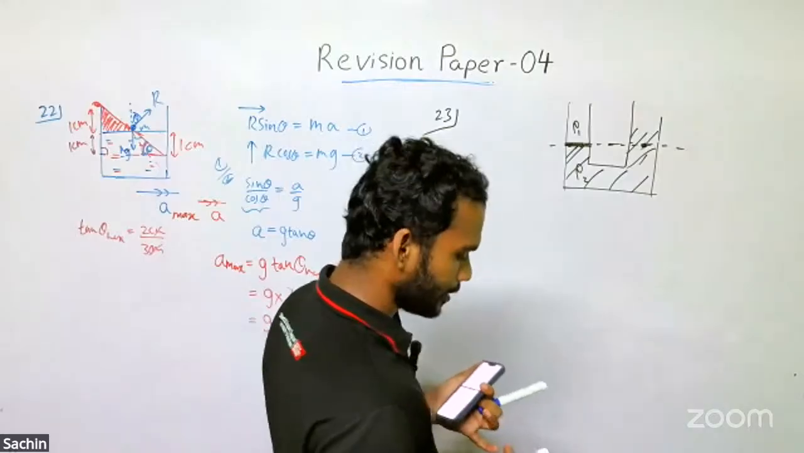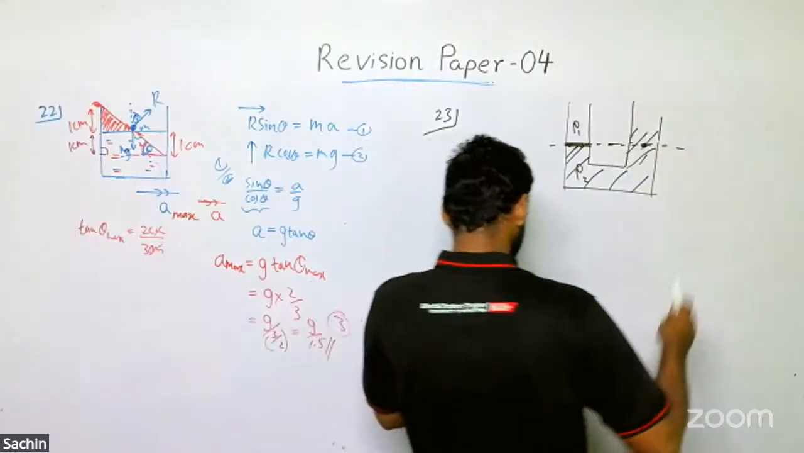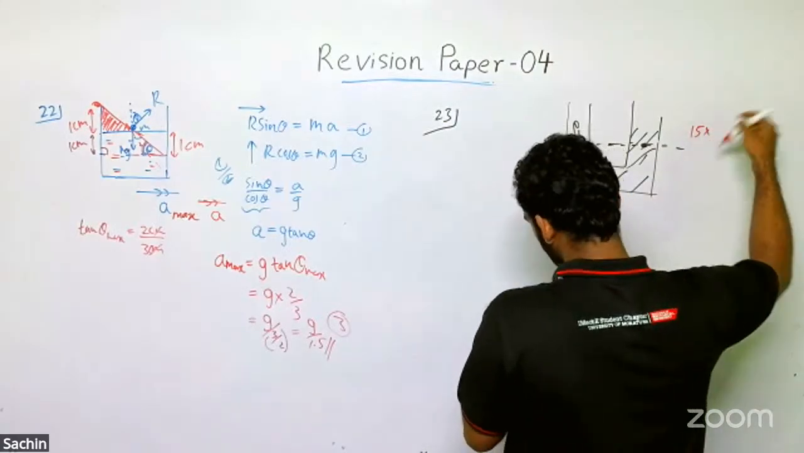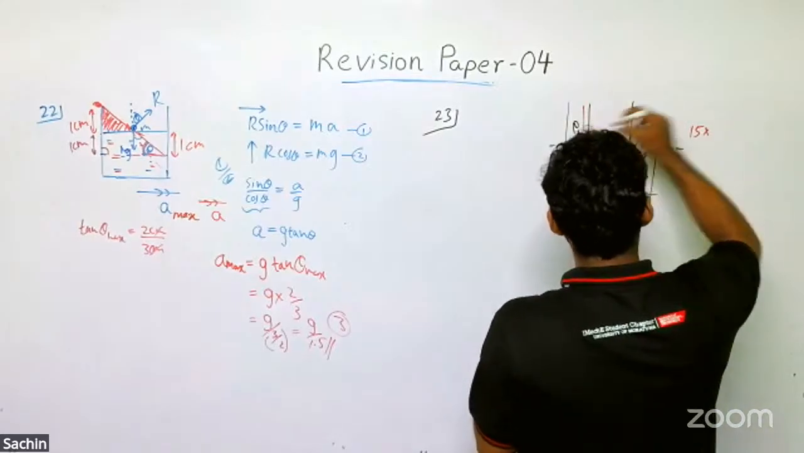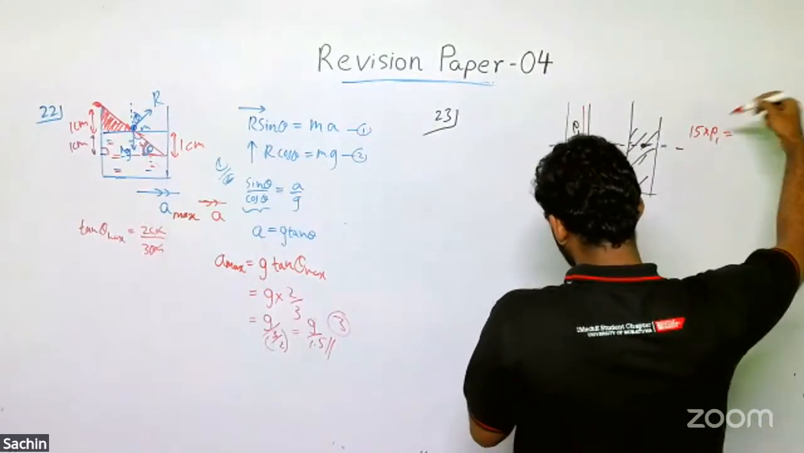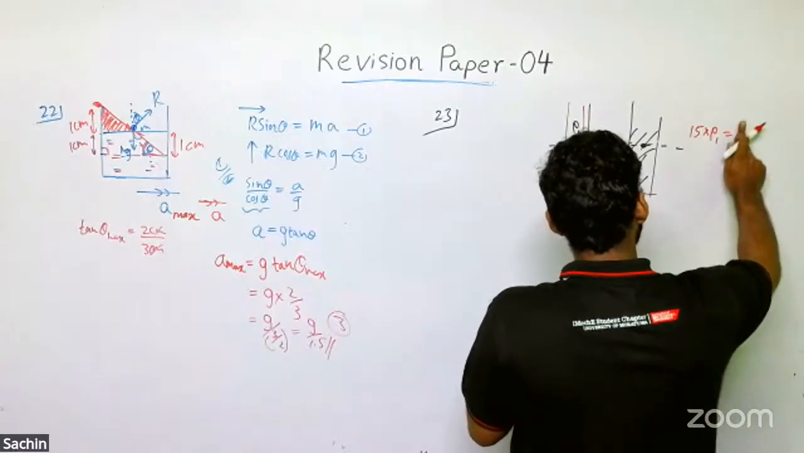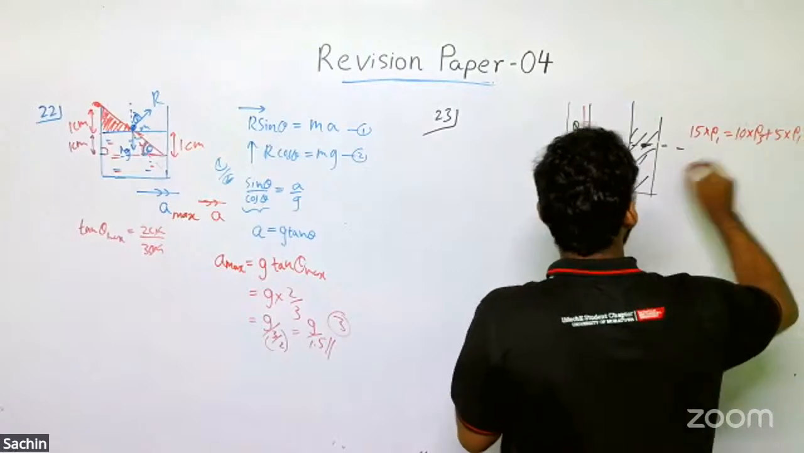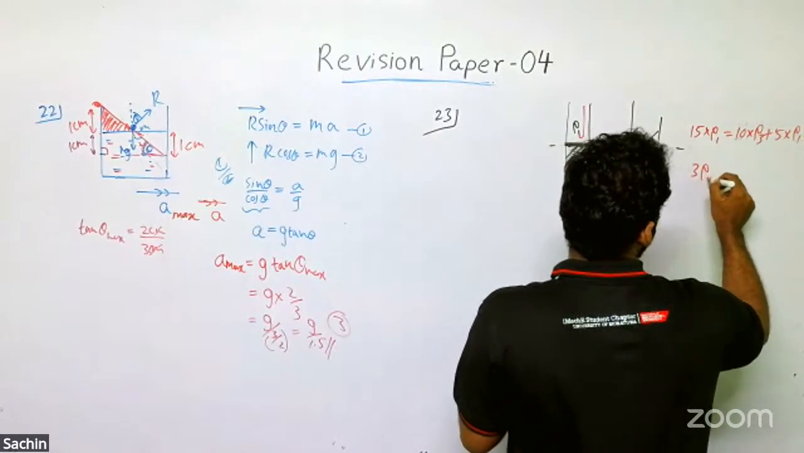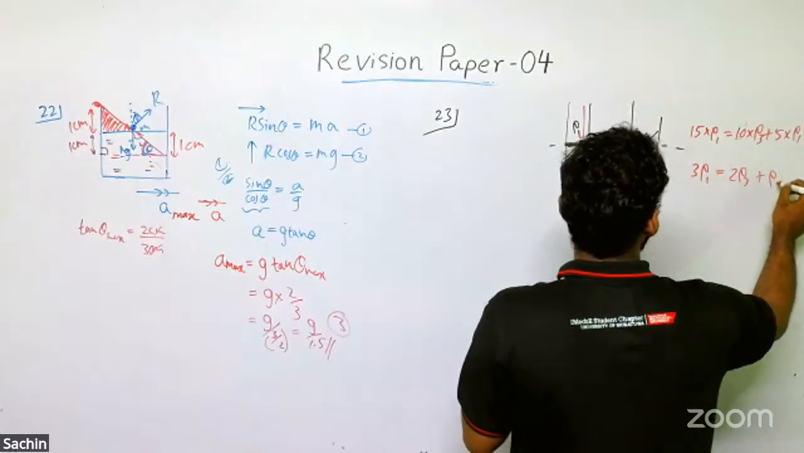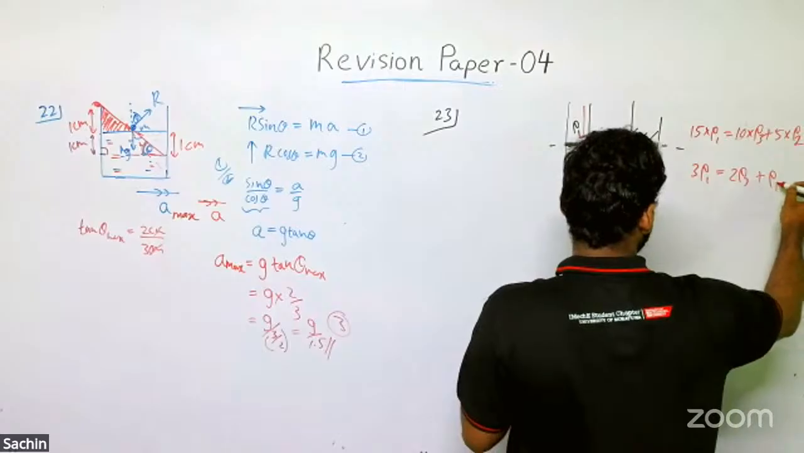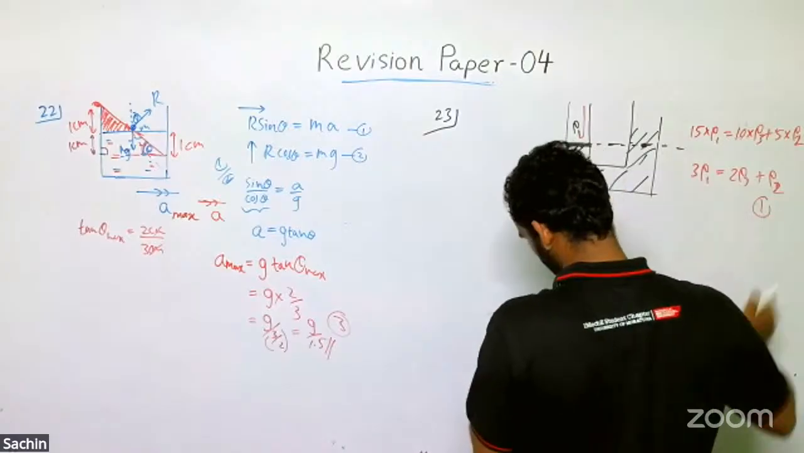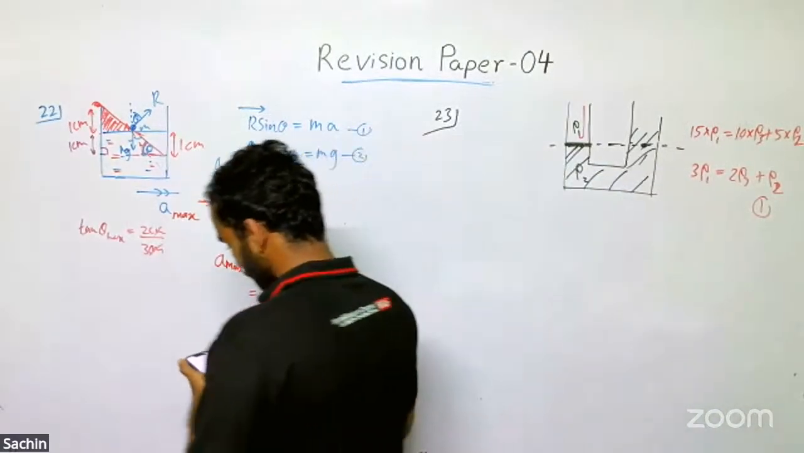We know the pressure at the same level will be the same for the same liquid. So when you do that, applying h rho g, the pressure building from this side, 15 into rho 1, is equal to the pressure building from the other side, that is 10 into rho 3 plus 5 into rho 1. So 3 rho 1 is equal to 2 rho 3 plus rho 1. So the answer is straightforward, the first one. That is a very easy one.